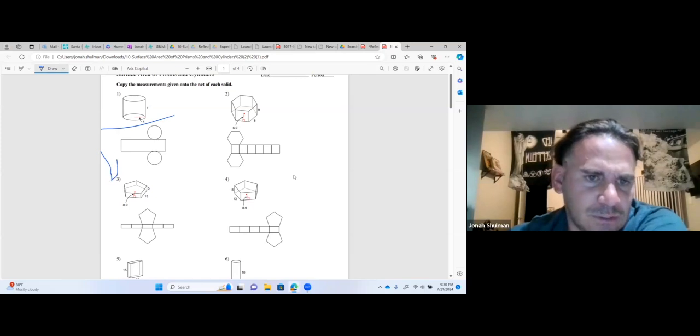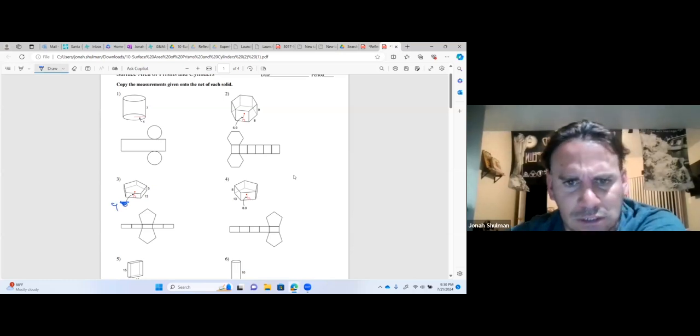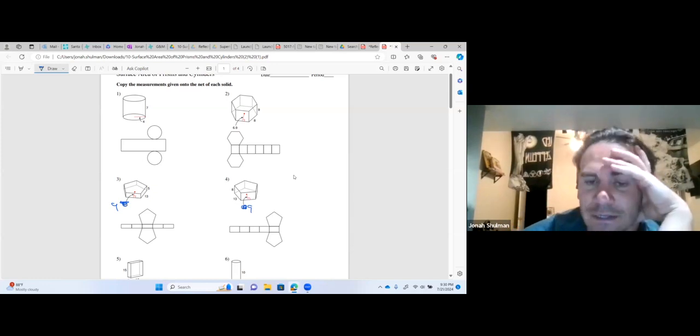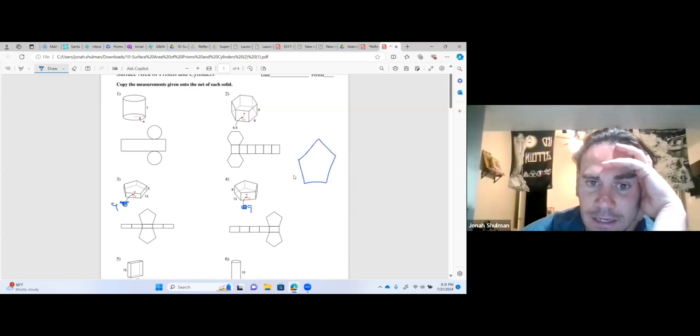We're gonna round this to be 9. And we're just gonna do the one that looks kind of like a battle axe. Actually, let's do this one. All right, so basically, if I have a pentagon, we're doing number 4. And I know that the height is 9, and I know that this is 13.